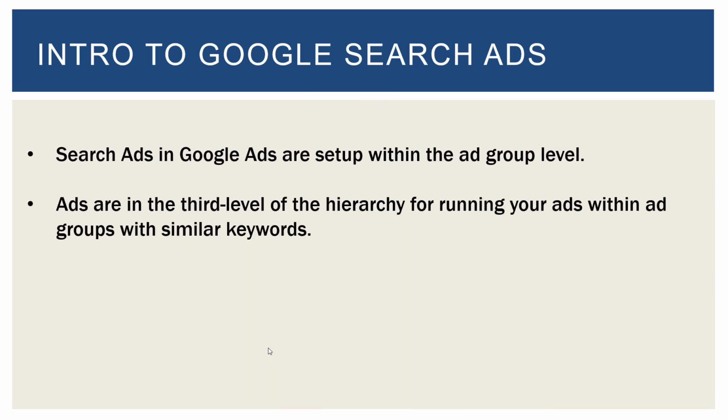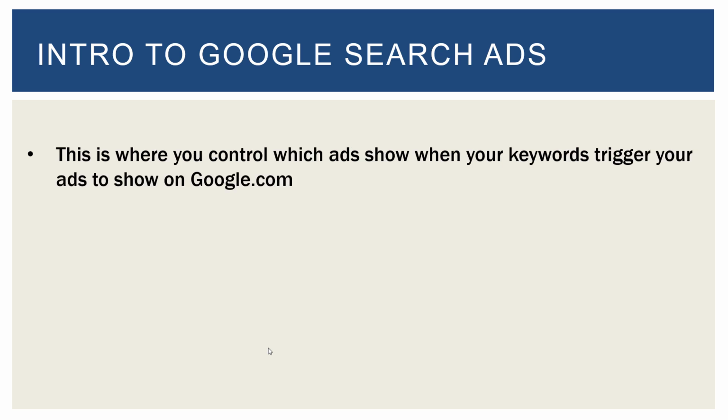Search ads in Google Ads are set up within the ad group level. Ads are in the third level of the hierarchy, running within groups with similar keywords. So it's later in the setup once you have everything organized. This is where you control which ads show when your keywords trigger your ads to show on Google.com. These are the actual ads you're writing that are going to pop up on Google for potential customers, clients, and website visitors to click on.